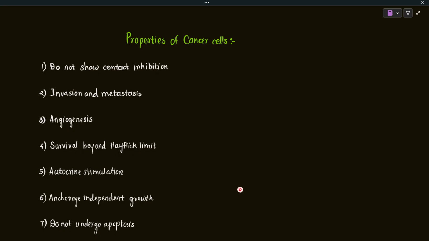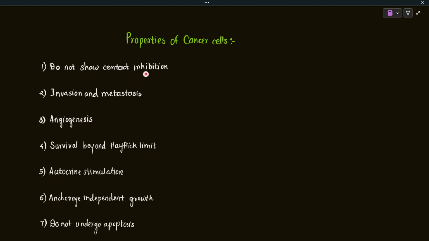Well, a normal cell loses its control over division, differentiation, and apoptosis, and that is how it gets converted into a tumor, and how the cells display several abnormal properties. So, the very first property, which is quite important and distinct and belongs to the tumor cell, is that they do not show contact inhibition.